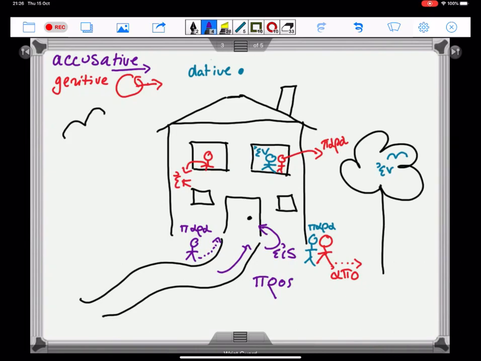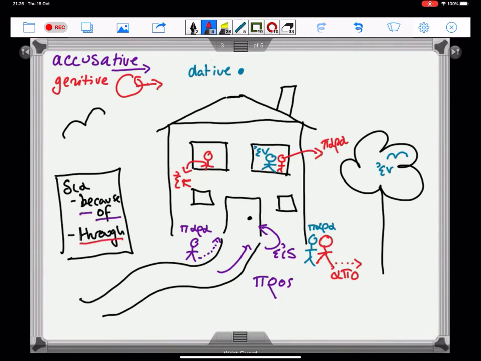It's worth looking carefully at dia. I'm going to put this in a box because dia is a bit different. Dia, because of, in the accusative, and through in the genitive. I remember these as being a little bit counterintuitive because one might expect anything with the word of to be genitive and it's not, it's accusative. And one might expect anything that's got emotion like through to be accusative, but it's not, it's genitive. So I have to remember dia as being the opposite to what I expect.